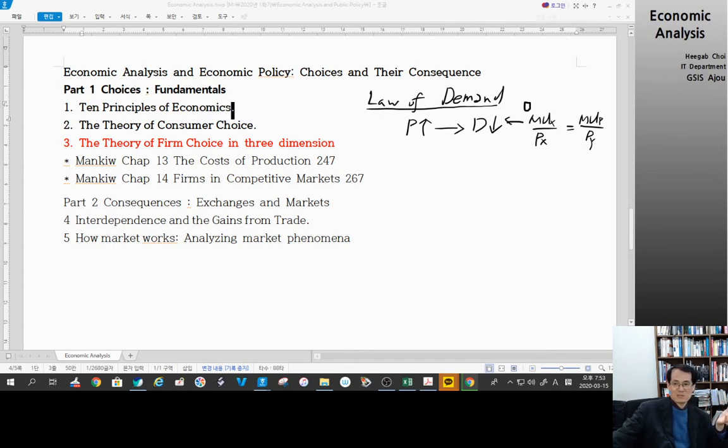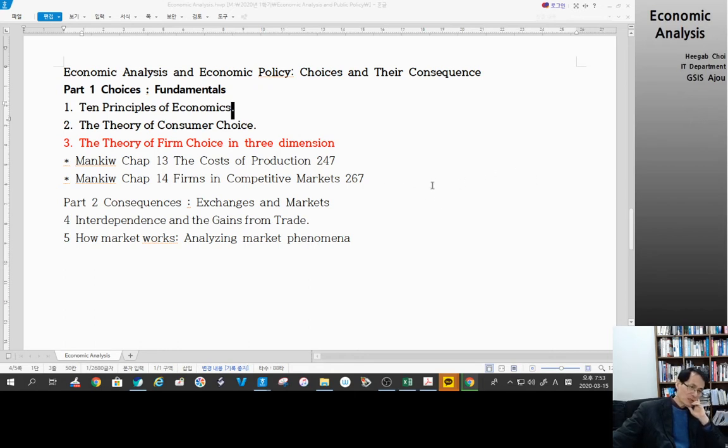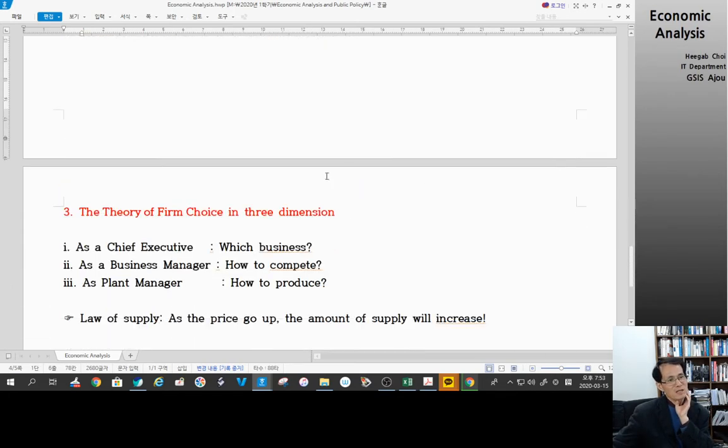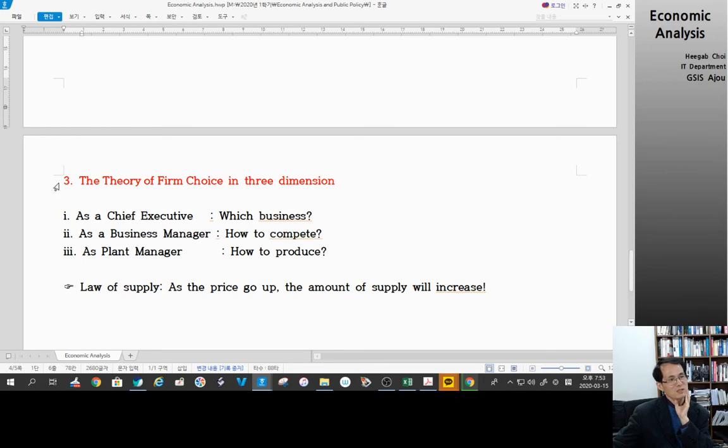So this class is about the theory of firm choice in three dimensions. This discussion will be based on chapter 13 of Mankiw's principles book. Chapter 13 talks about the cost of production, and chapter 14 will talk about firms in competitive markets. But as you see in the textbook, it's too complicated to understand the theory of firm choice. So let me do this in my way.